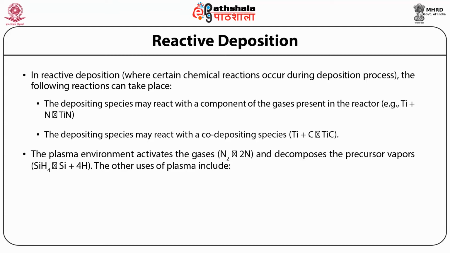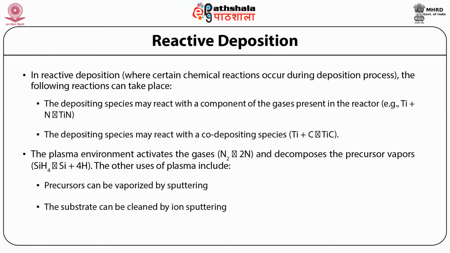The other uses of plasma include: precursors can be vaporized by sputtering. The substrate can be cleaned by ion sputtering. Plasma can also be used to densify the structure and control properties, such as in ion plating.